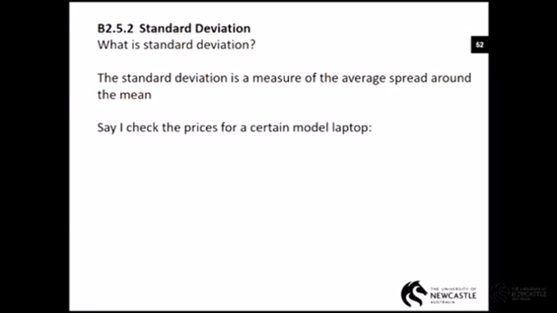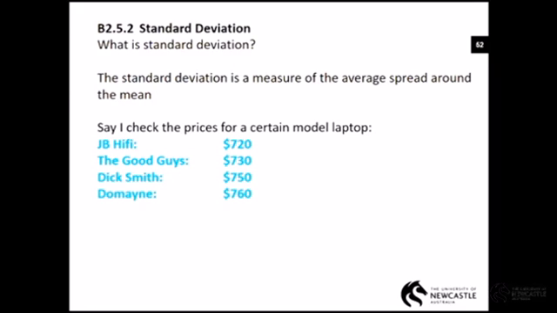Say I check the prices for a certain model of laptop. JB is selling it for $720, $730 at the Good Guys, $750 at Dick Smith, $760 at Domain. So everyone's quoting similar sort of prices, but not exactly the same. The average of these prices is $740, so the mean of this data is $740.